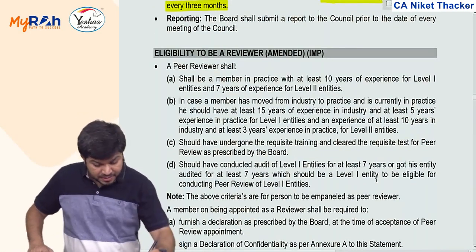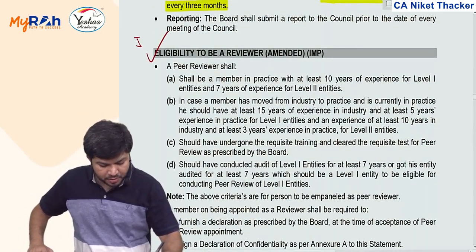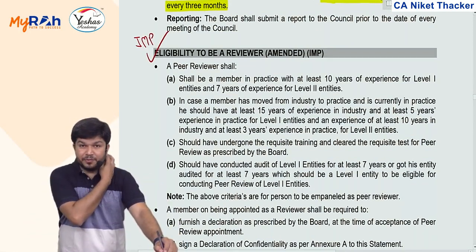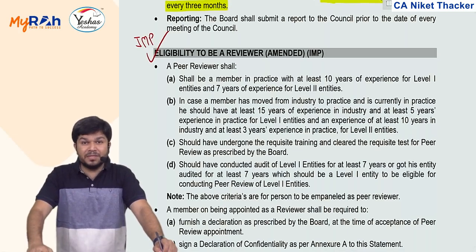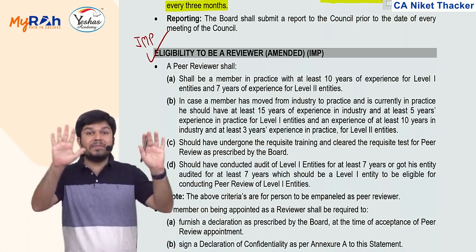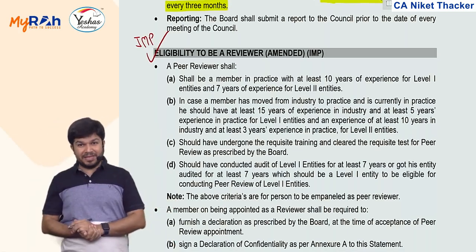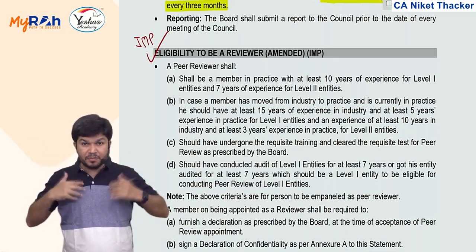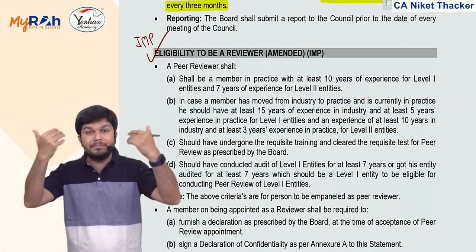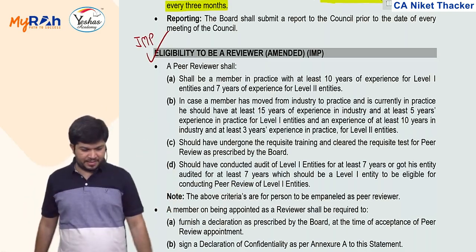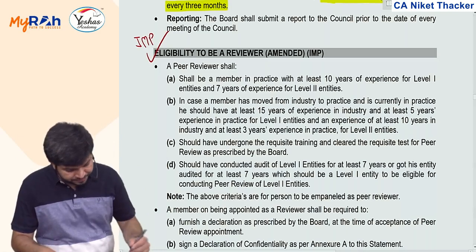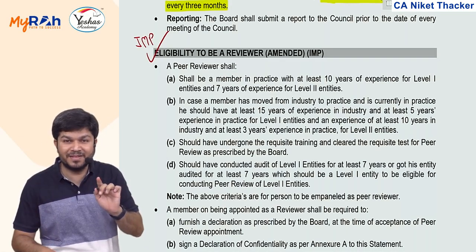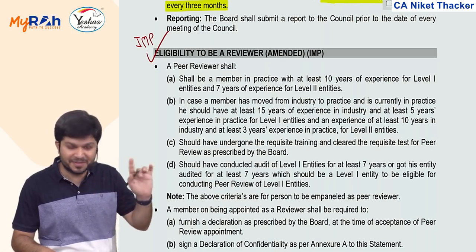Okay, eligibility of reviewer is important. Who can be a reviewer? You need to get yourself empaneled with the panel maintained by PRB. Peer Review Board maintains a panel. If I want to be a reviewer, I have to get myself empaneled with the board. Okay, so I should have, he's a member, he's a CA. See, peer review. One CA checking the work of another CA.